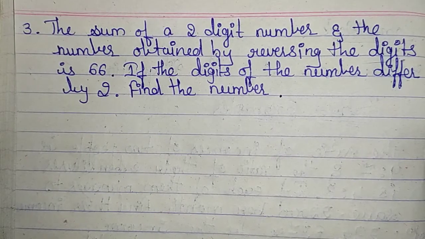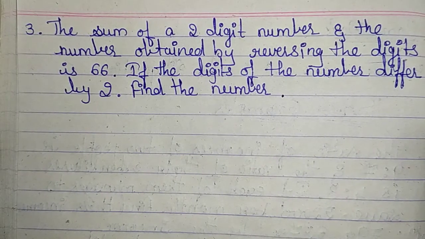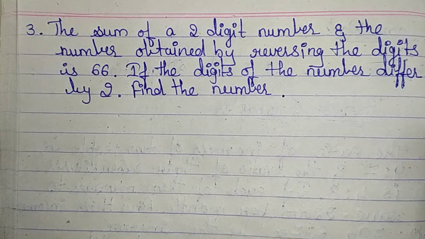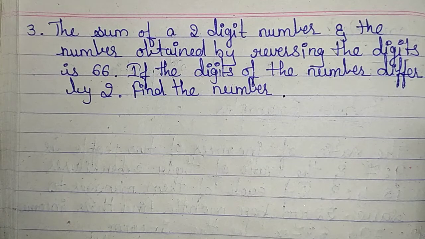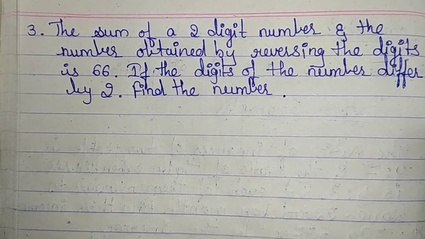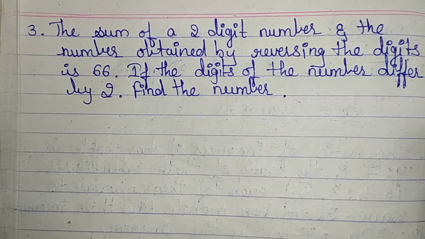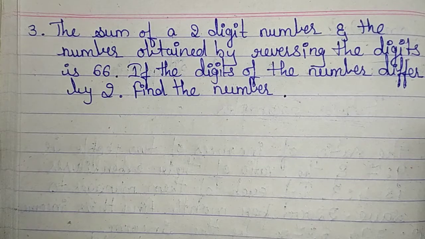In the third solved example, the sum of a two-digit number and the number obtained by reversing the digits is 66. Suppose your two-digit number is 12. Take 12 for example, and then you reverse the order. You will get 21. So adding them, you will get your answer to be 33. So they have done something like that here. The sum of a two-digit number and the number obtained by reversing the digits is 66. If the digits of the number differ by 2, then find the number.